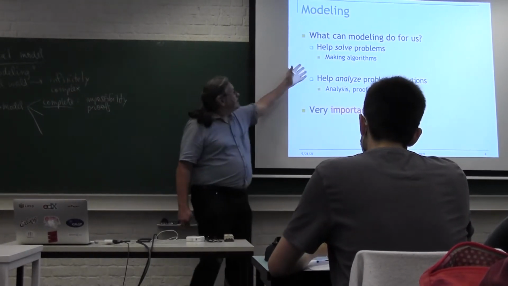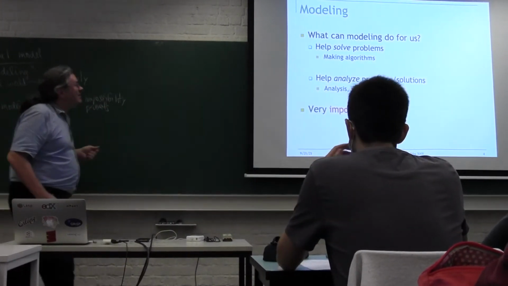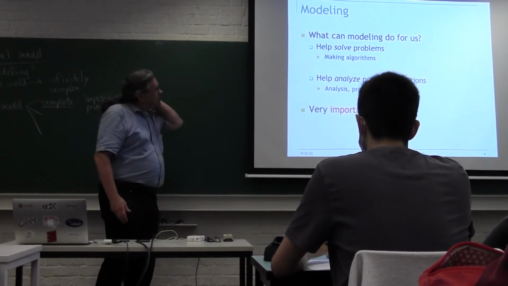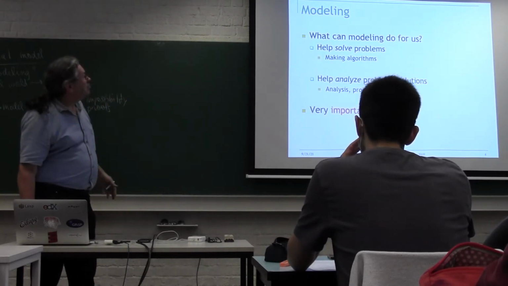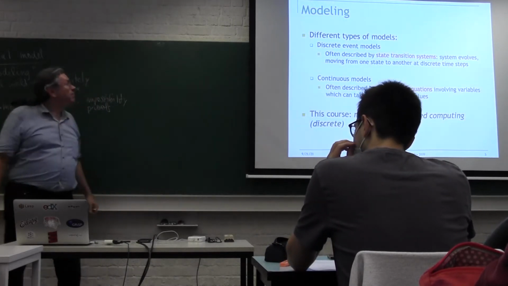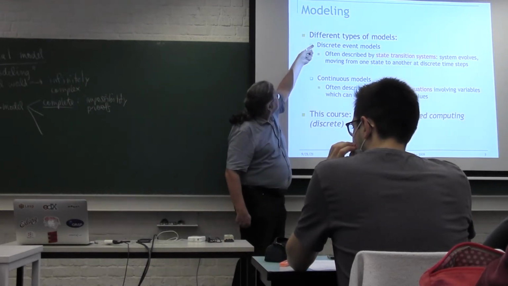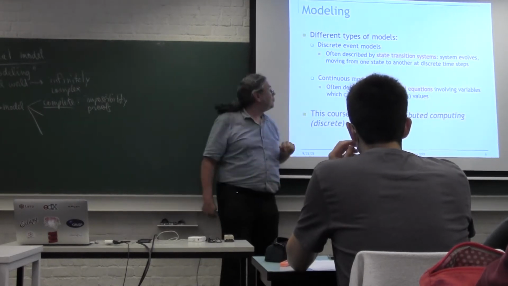So modeling is the foundation of science, okay? What can modeling do for us? Everything, okay? Solve problems, build systems, understand, analyze. So modeling is super important. So you already have learned modeling. Okay, there's two basic kinds of models. The discrete event models and continuous models.